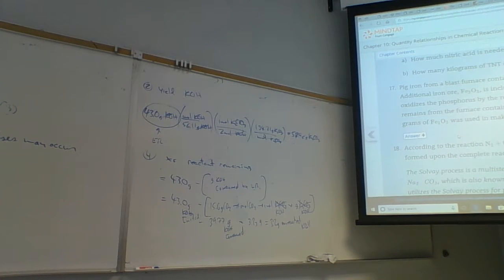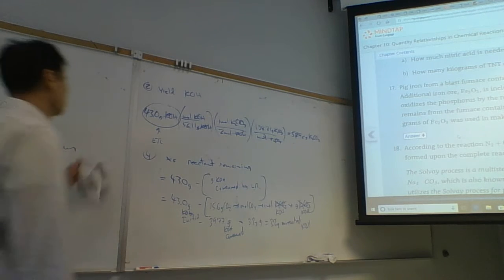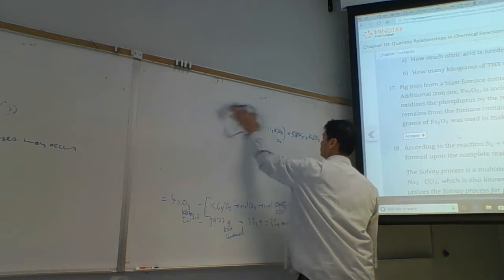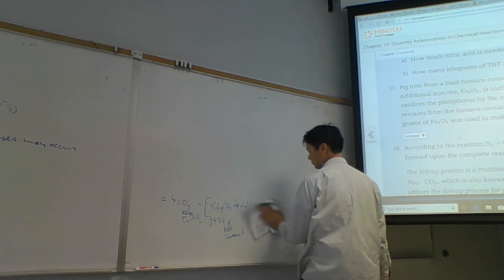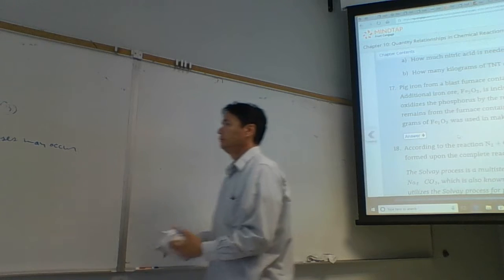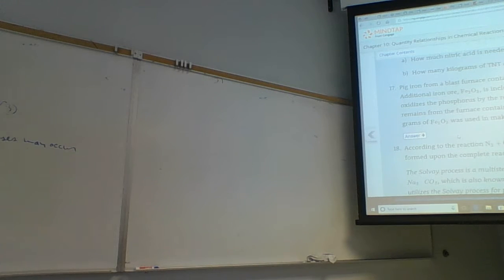And so what we're going to have is something called the percent yield. The percent yield is you got 95, you're supposed to get 100, times 100%, and so this is a 95% yield. So this is called determining percent yield.